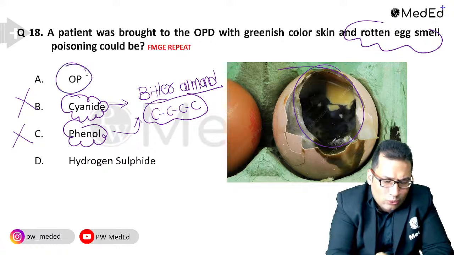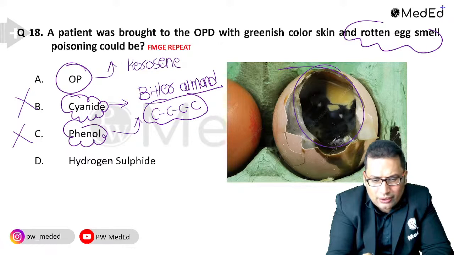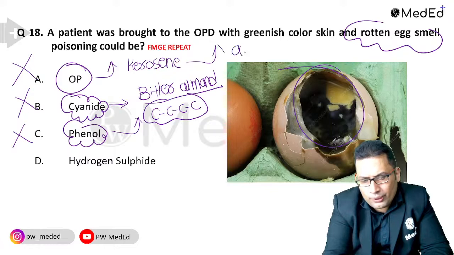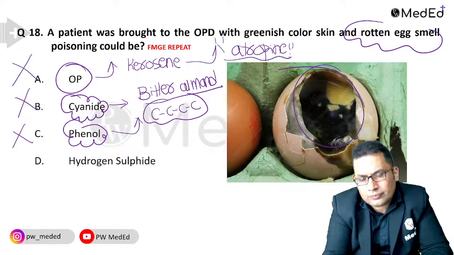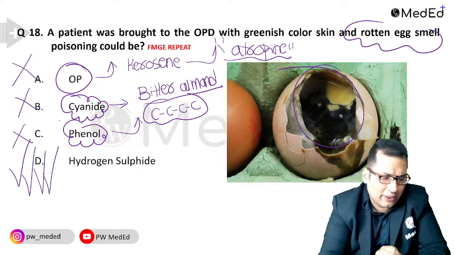Then OP poison, there can be a kerosene-like smell. So it is not the answer. In OP poison, the drug of choice is atropine. This can be asked. The answer should be hydrogen sulfide.